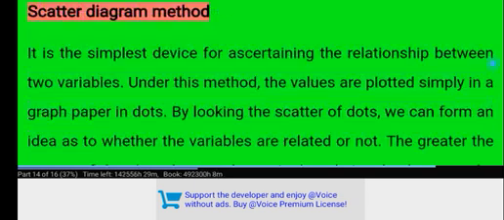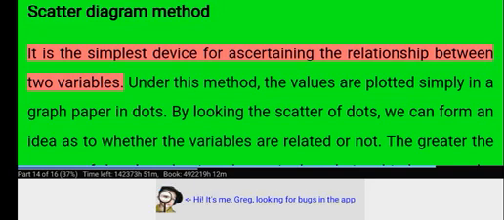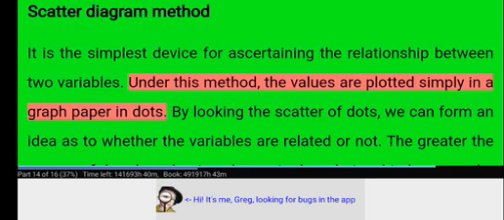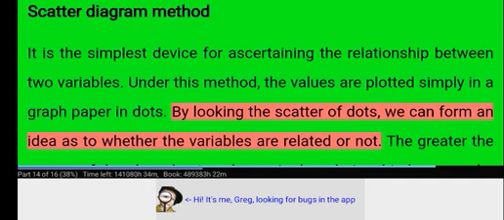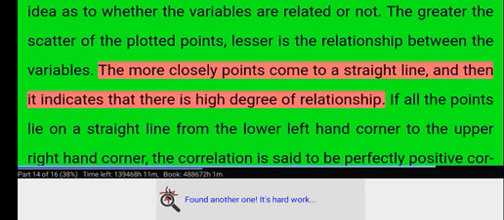Are used for study. Scatter diagram method. It is the simplest device for ascertaining the relationship between two variables. Under this method, the values are plotted simply on graph paper in dots. By looking at the scatter of dots, we can form an idea as to whether the variables are related or not. The greater the scatter of the plotted points, the lesser is the relationship between the variables. The more closely points come to a straight line, the higher the degree of relationship.